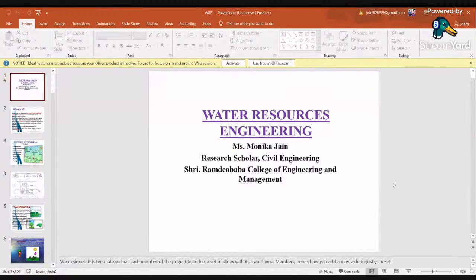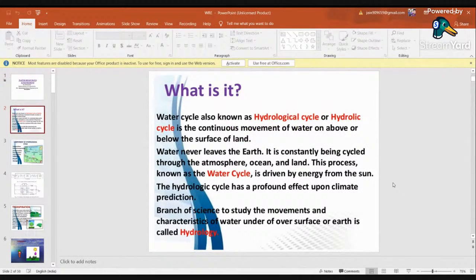Okay, so today we will cover the topics which are related with the WRE, and I will try to cover the hydrology cycle, evapotranspiration, then infiltration, then flood routing, then reservoir capacity and groundwater hydrology. Okay, so we'll commence with our first topic, that is the hydrologic cycle.